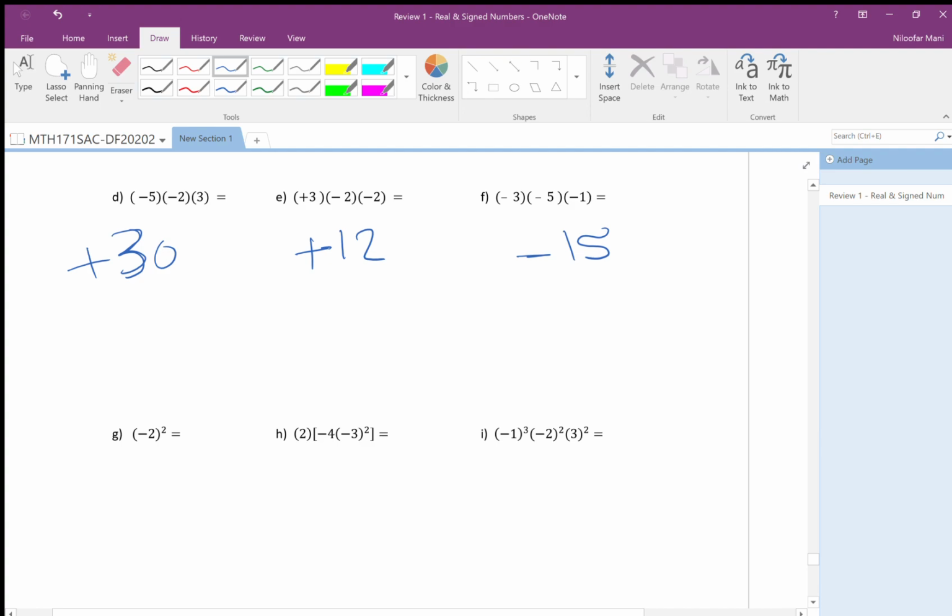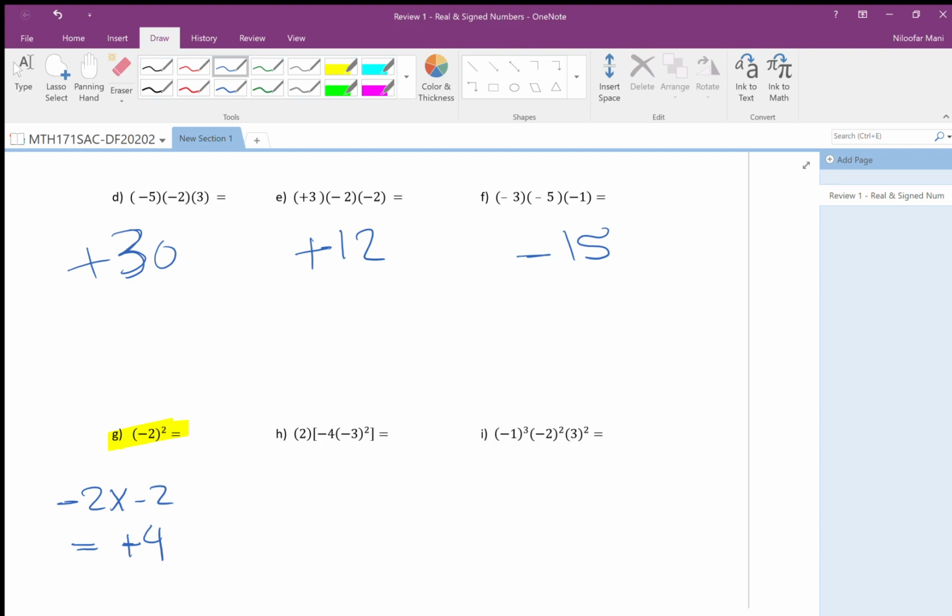And how about here? Now you understand the reason I ask: how many negatives do you see and how many do you really have? How many negatives do you see in G? 1. How many do you really have? 2, because it's squared. So it is minus 2 times minus 2, which is 4. So it's positive because I have 2 negatives.